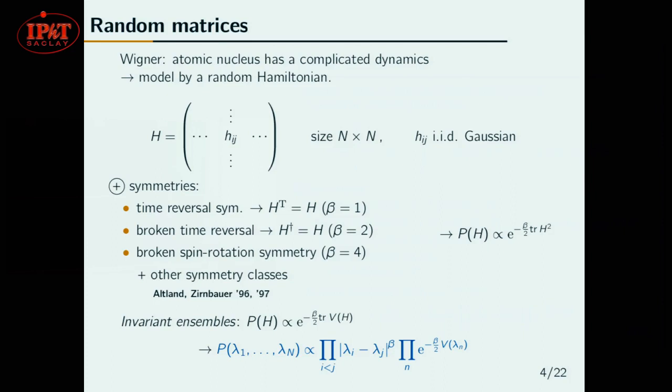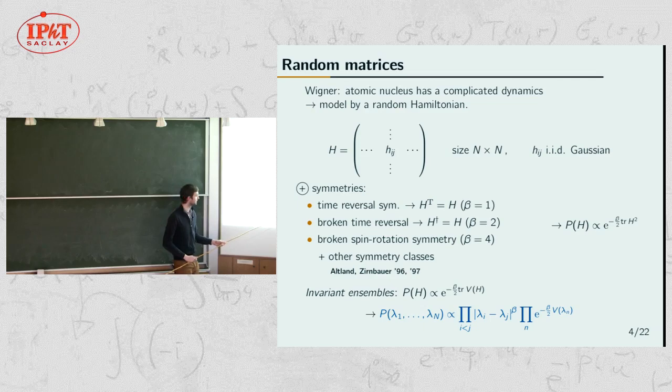which you can generally write in this form as exponential of minus the trace of some function of the Hamiltonian. So in this case, this function, which I called v, was h squared, but it can be anything you like. Now, the very nice property of these invariant ensembles is that because it's invariant under a change of basis, you can decouple the eigenvectors and the eigenvalues and focus only on the eigenvalues, which are usually the quantities of interest. For example, in the previous case, it was the energy levels of the nucleus.